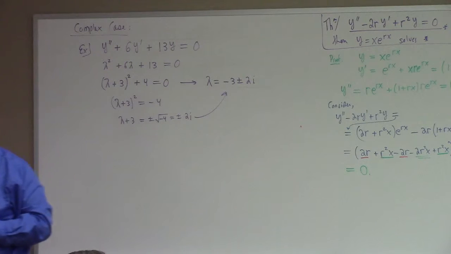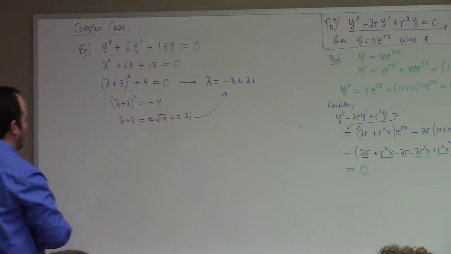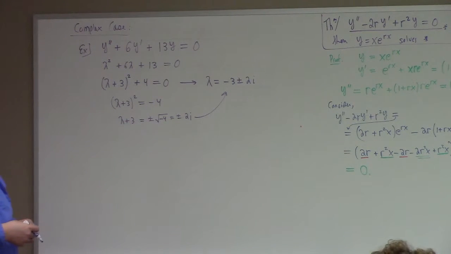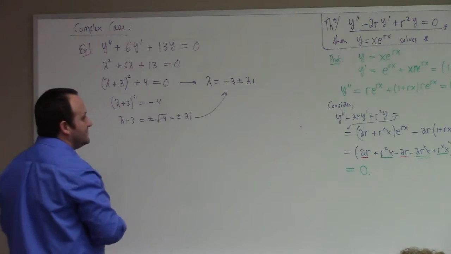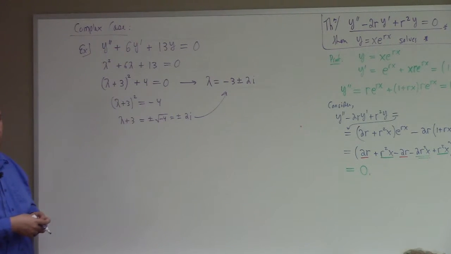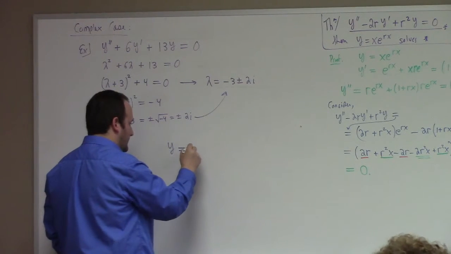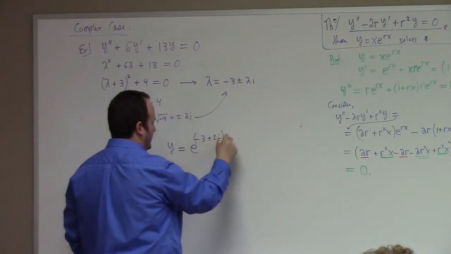Yes, sir? Is there, like we did last time, lambda 1 equals lambda 2? Lambda 1 and lambda 2 are distinct and they're both complex here. I guess you could say lambda 1 is the plus and lambda 2 is the minus, but I'm not really doing that. Interesting. Okay, so if we believe, then our solution should be y = e^(-3 + 2i)x, and just pick one.